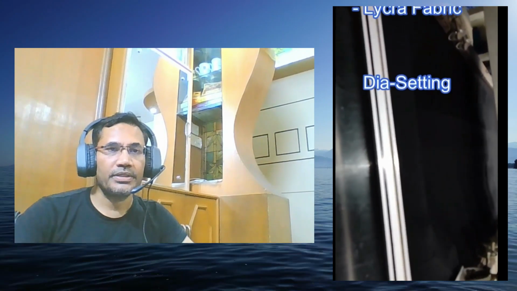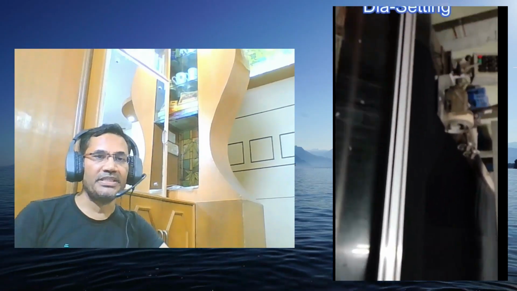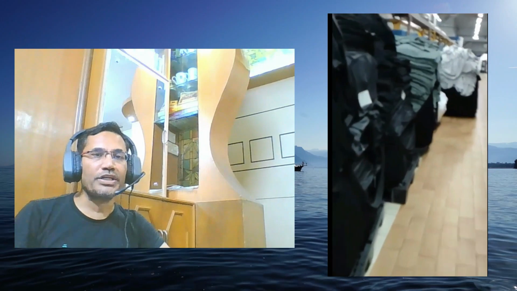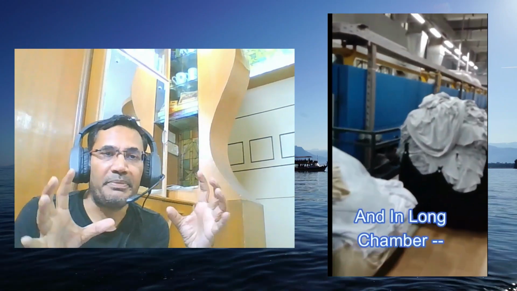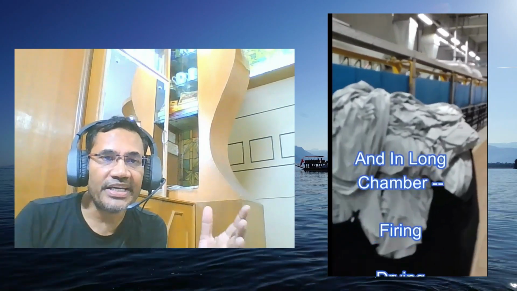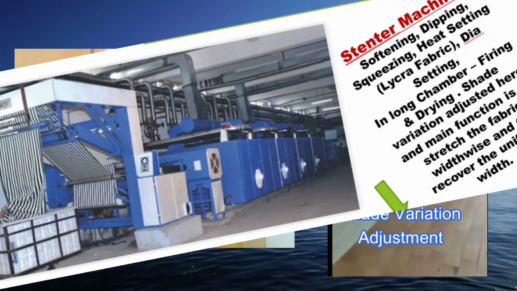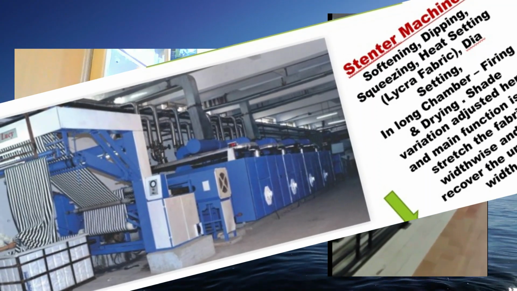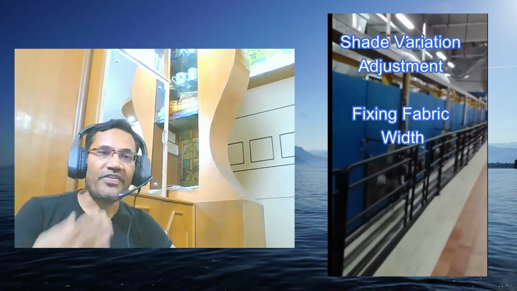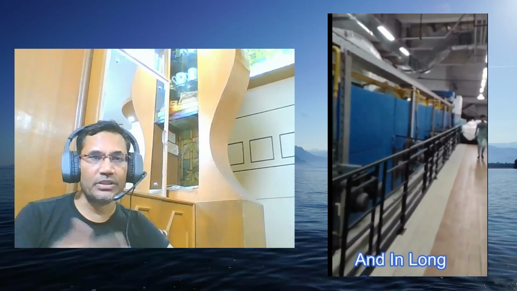It is going on here. Then there is a long chamber in the last part of this same machine. In this long chamber, what is happening? The fabric is firing, then drying, then adjustment if there is shade variation, and the fabric width is also fixed here. Again, firing, drying, shade variation adjustment, and fixing fabric width. So in this long chamber, all of this is going on.